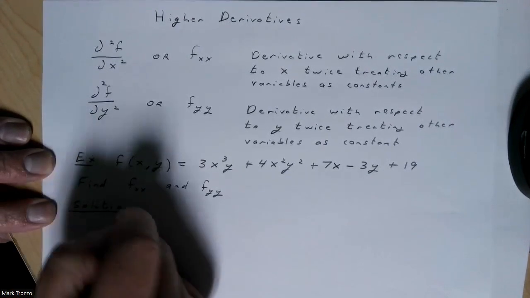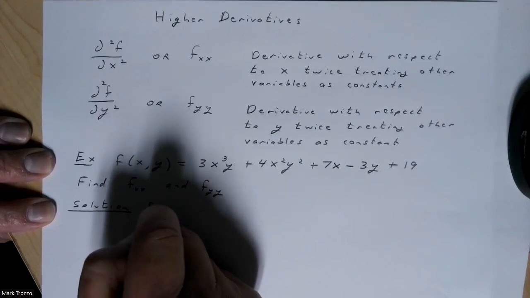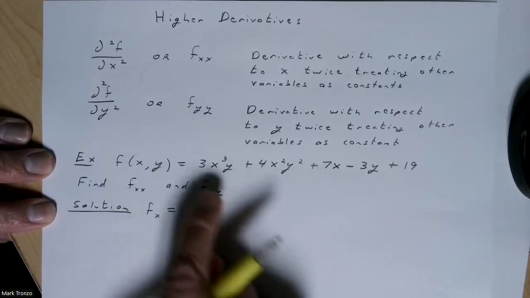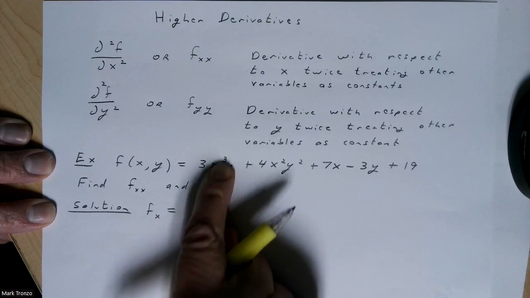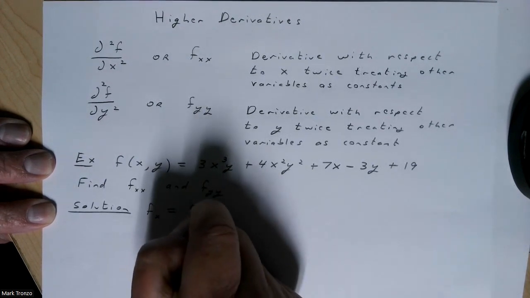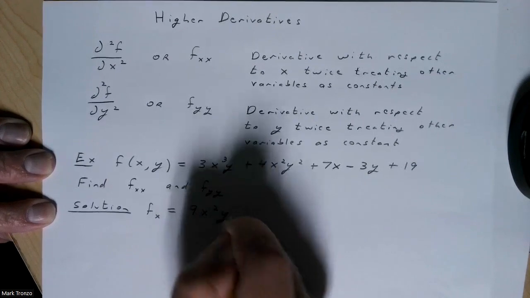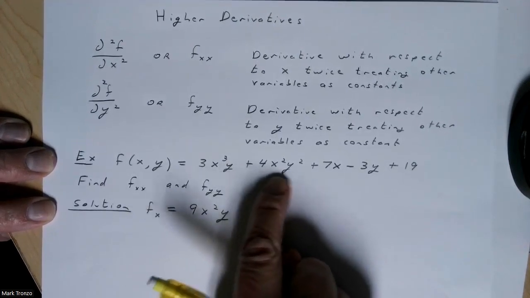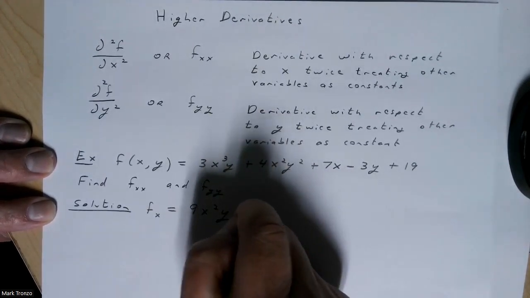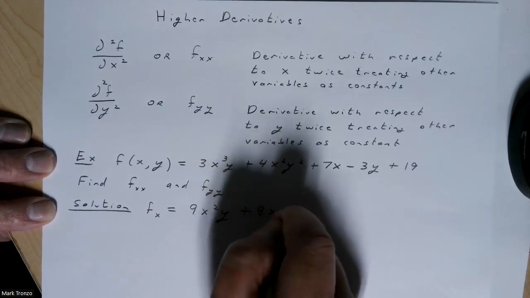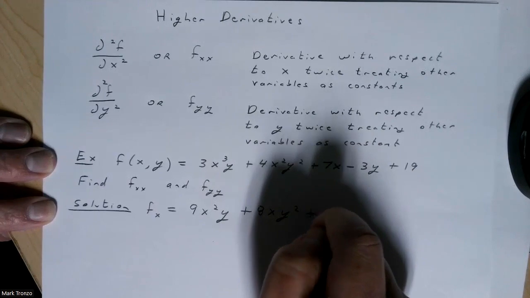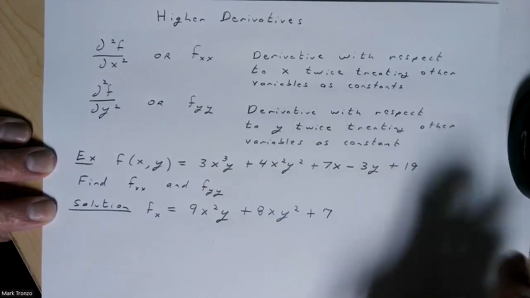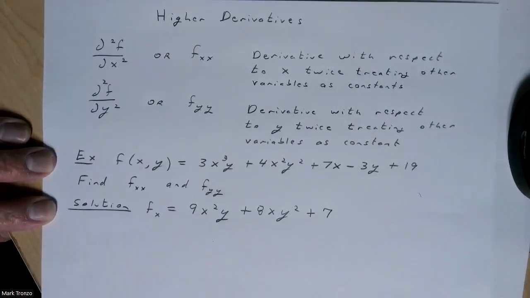Now, of course, what we have to do is find the first derivative first. And so let's take the first derivative with respect to x here, treating y as a constant, that's going to be 9x squared y. And then 8xy squared plus 7. And this is 0 and 0.